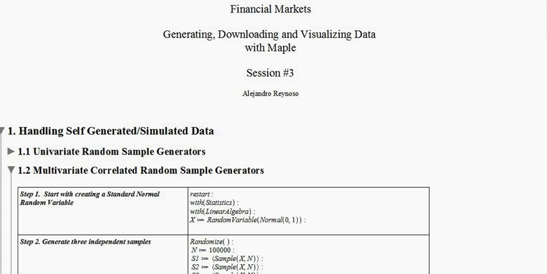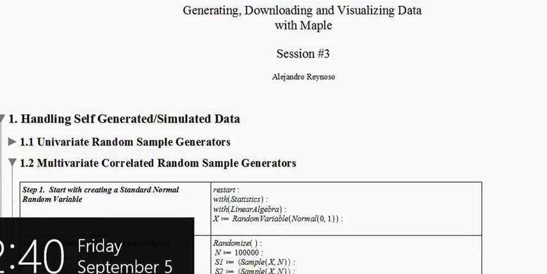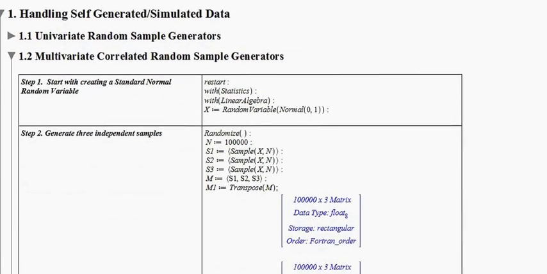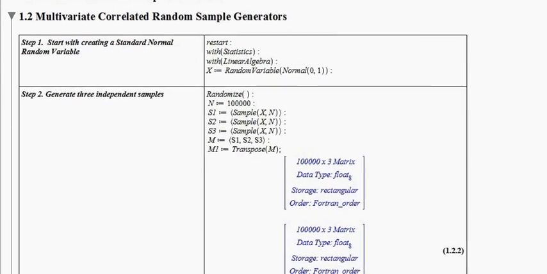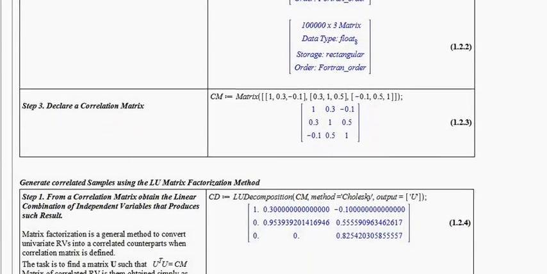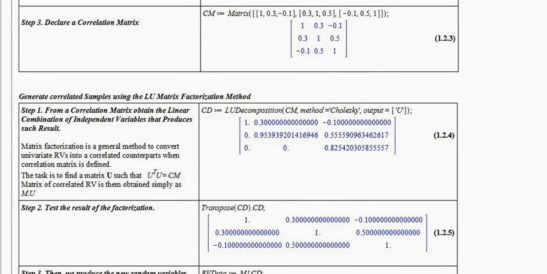Now, in that case, we're just having univariate random samples, but more often than not, we will need to generate multivariate correlated random samples. So in this session, we will take a look at how to do that. And I will jump directly to our interface, but just let me underscore what we've said already in class, that we will use a very useful theorem that comes out of using LU matrix factorization methods.